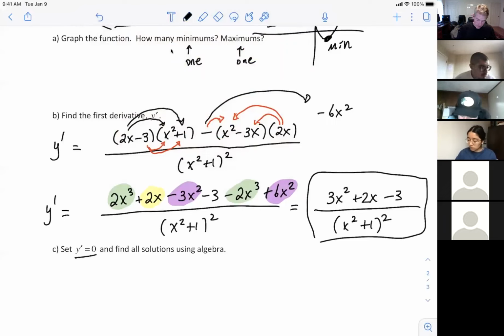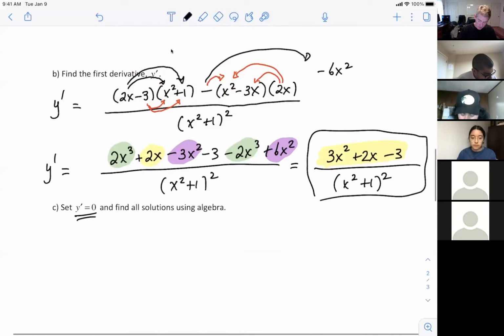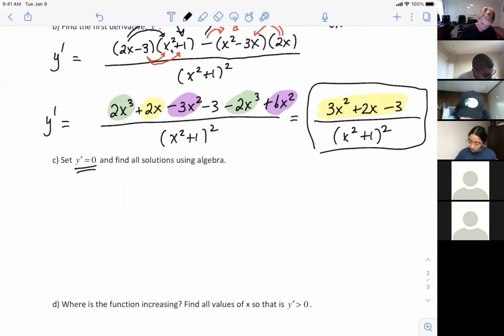Then set it equal to 0. Well, whenever you have a fraction and it says when does it equal 0, all you need is the top equals 0. The bottom equals 0 would be if it said when is it undefined. So we really just need the top equals 0: 3x squared plus 2x minus 3 equals 0.